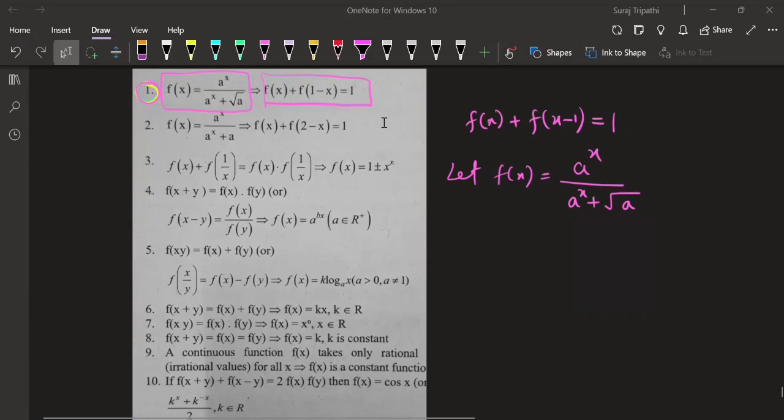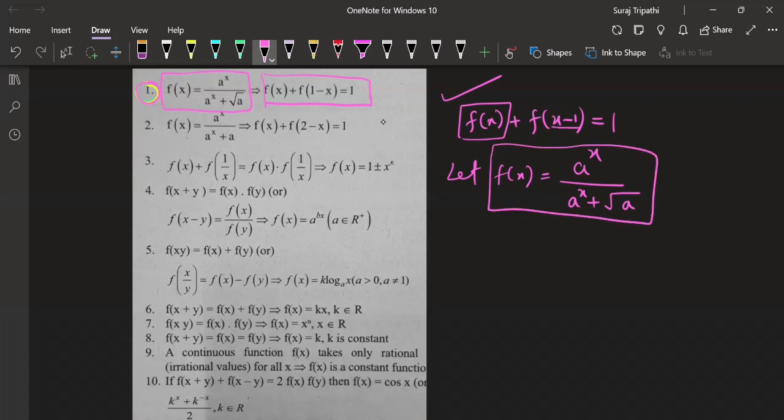Any question is given like this, first statement. You have to consider the function as a raised to x. A is any number, and that number you have to find. To find the value of this a, some expression will be given. Some values will be given in the question.